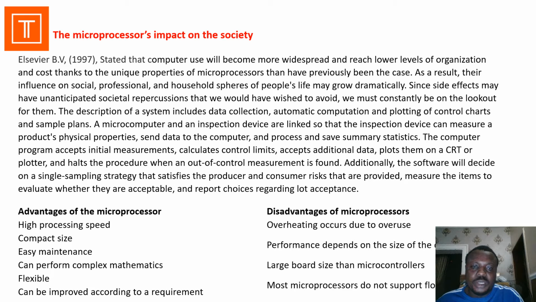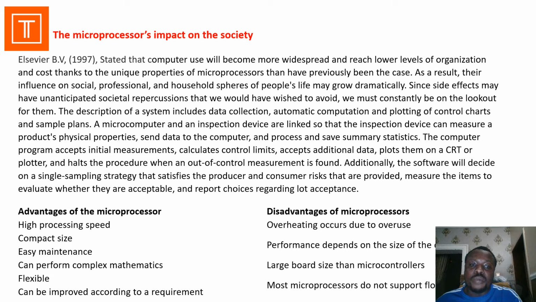The microprocessor's impact on society. Evans, 1997, stated that computer use will become more widespread and reach lower levels of organization. Since side effects may have unanticipated social repercussions that we wish to avoid, we must constantly be on the lookout for them. The description of the system includes the data collection, automatic computations and plotting of control charts, and sample plan.